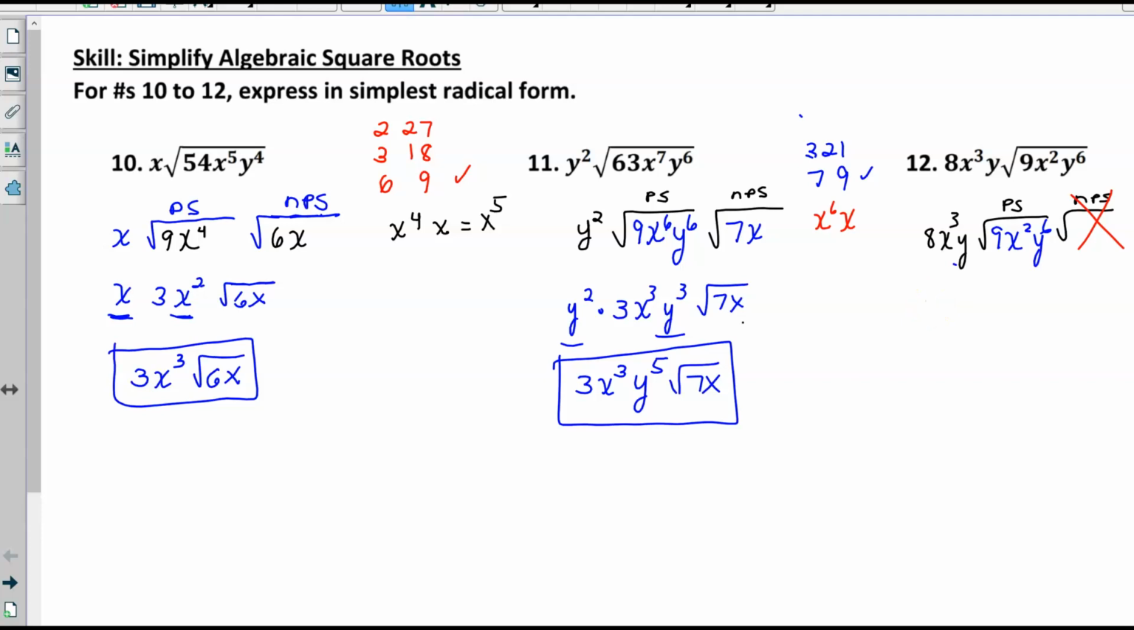So I am left with 8x cubed y times 3. The square root of x squared is x. The square root of y to the 6th is y to the 6th divided by 2, which is 3. I now can multiply 8 times 3 to get 24. x cubed times x to get x to the 4th. y times y cubed to get y to the 4th. And that is complete. So those are the skills: simplifying algebraic square roots.